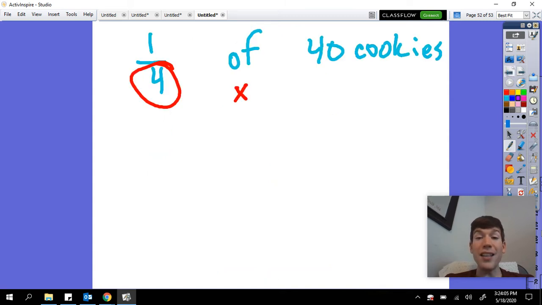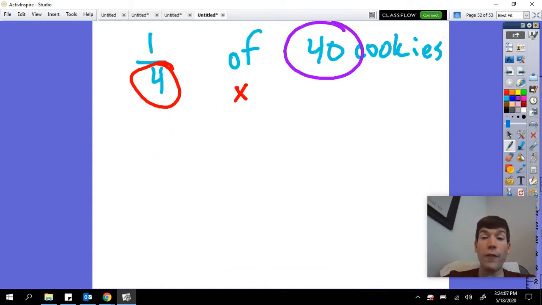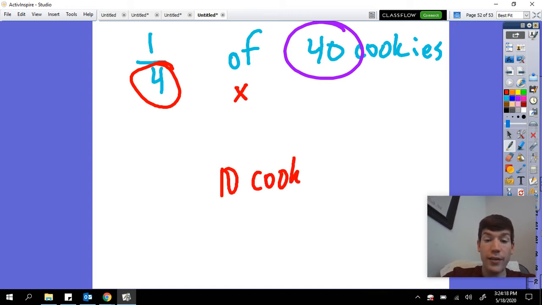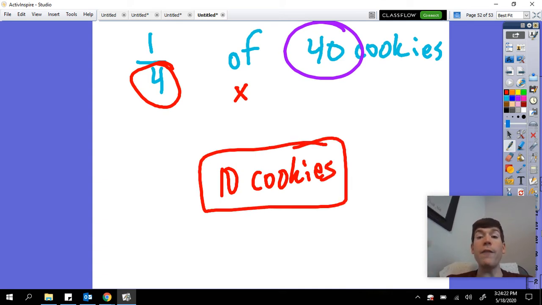Now, because we started out with 40 cookies, we're splitting 40 cookies into four different groups. That tells me that there must have been 10 cookies stolen. 10 cookies would be 1/4. So 1/4 of 40 would be 10.